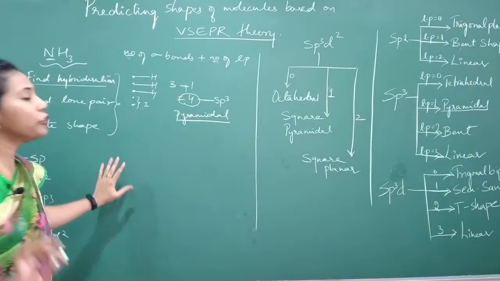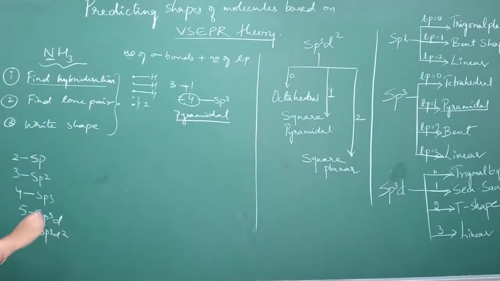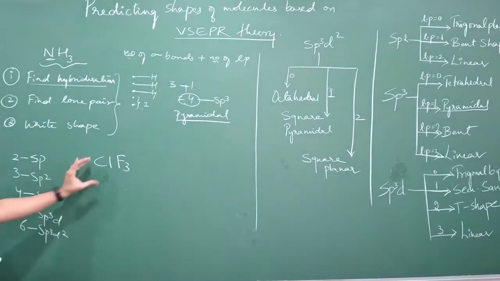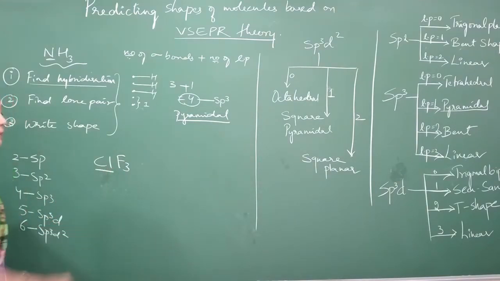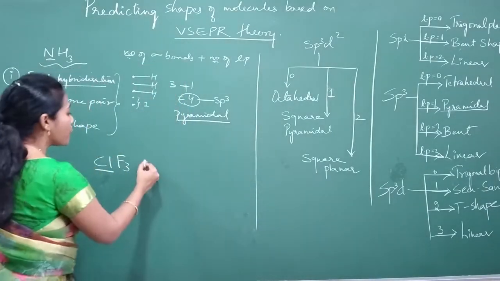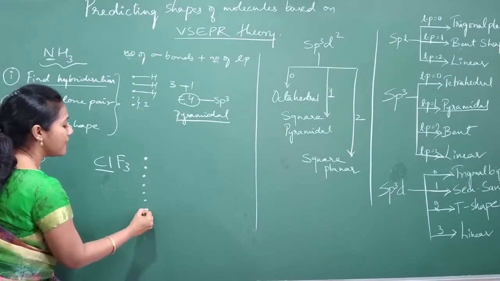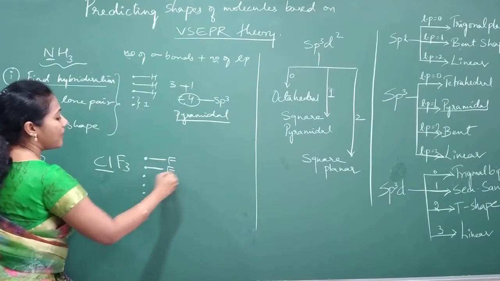So this is the workout you have to do for finding the shape of a molecule. Okay. Next example. ClF3 is there. I want to find out the shape of this particular molecule. The central atom is Cl here. So Cl belongs to the 17th group, and 17th group elements have 7 valence electrons, isn't it? So I'll be putting 7 dots: 1, 2, 3, 4, 5, 6, 7. And 3 Fs are there, so one electron is taken up by each F.